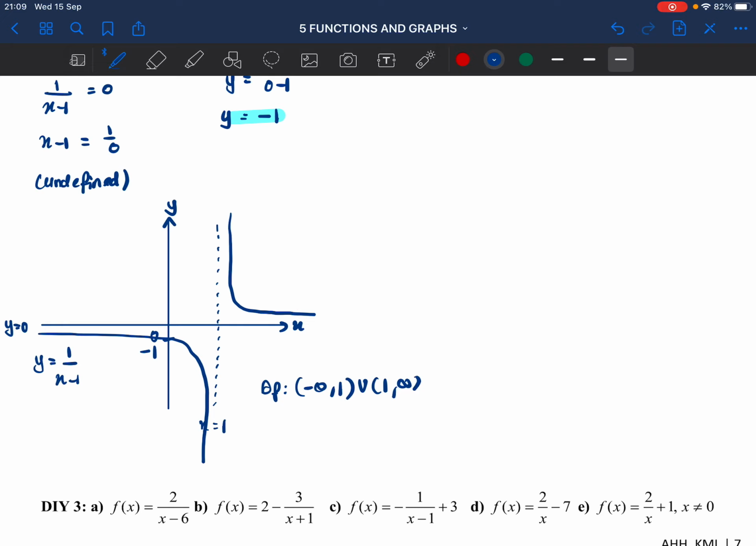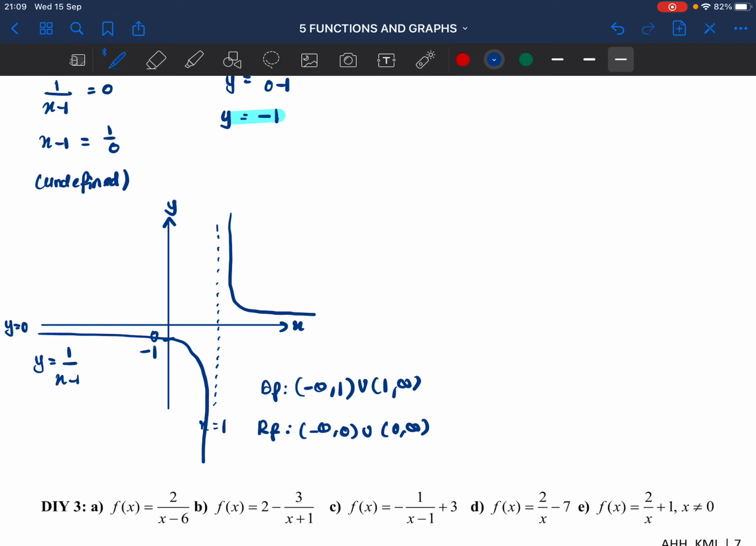Okay, so for the range pula, range from down to up. So negative infinity, ingat dia tak berhenti dekat negative 1. This is not the asymptote. Dia berhenti dekat 0. Okay, dia rapat dengan 0 tapi tak kena 0. So that should be negative infinity to 0, union, sambung balik 0 to infinity.